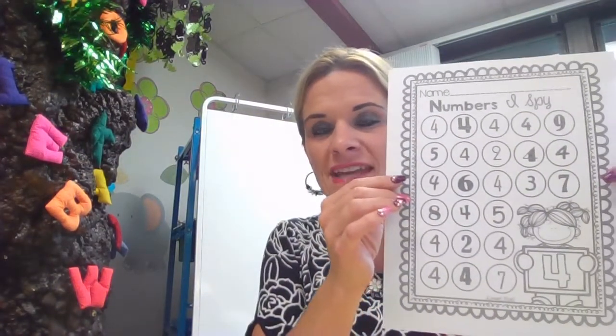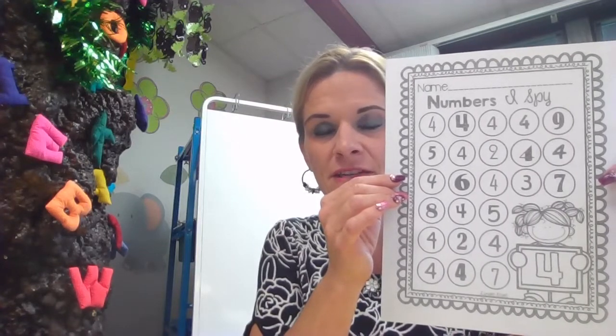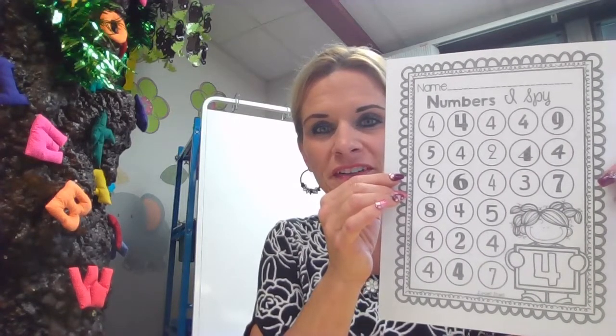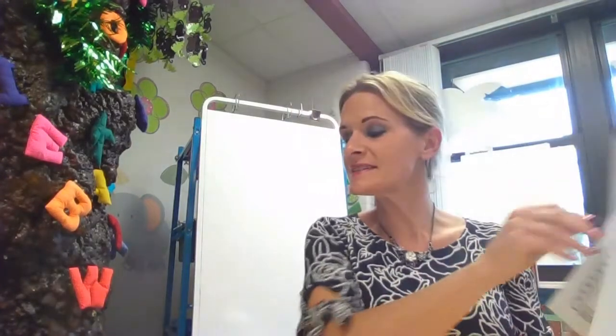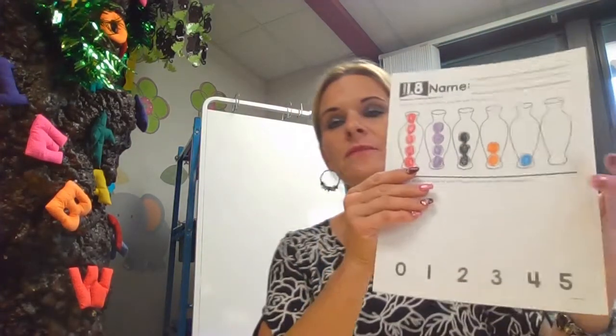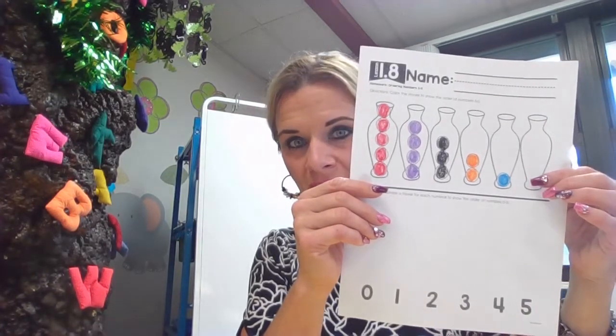Okay, and then there is also one where you're going to try to spy all the 4s you can in different fonts, different ways of making the number 4. Good. And then the one that's a little bit different looks like this. It's from the opposite side, and it's called Lesson 1.8. Yeah, and this is what I was just working on when I started the video.